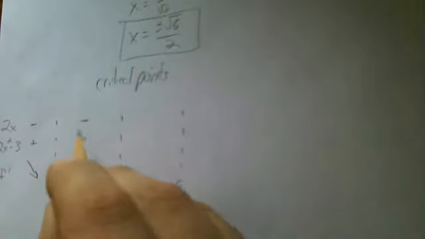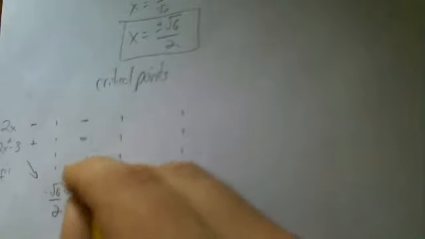Decreasing. Let's plug in negative 1. Negative 1 times 2 is negative. Negative 1 squared is 1, times 2 is 2. 2 minus 3 is negative, and a negative times a negative is a positive. So the function's increasing there because the first derivative is positive.